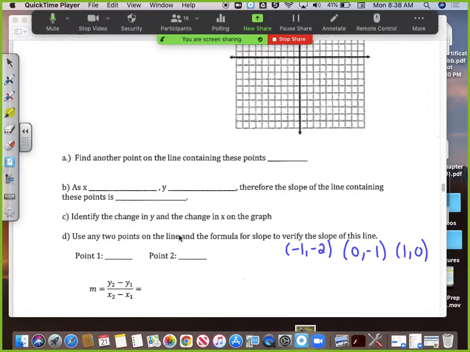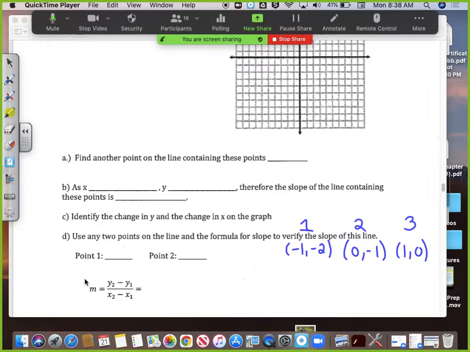It says, use any 2 points on the line and the formula for the slope to verify the slope of this line. So you should have already filled this out from the video before, but we're skipping down to letter D where I skipped in our video from before. So you can choose any 2 points to find the slope. You only need 2 points. So if I call this point 1, this point 2, and this point 3, I could either use 1 and 2, I could use 1 and 3, or I can use 2 and 3. It does not matter which 2 points you use.